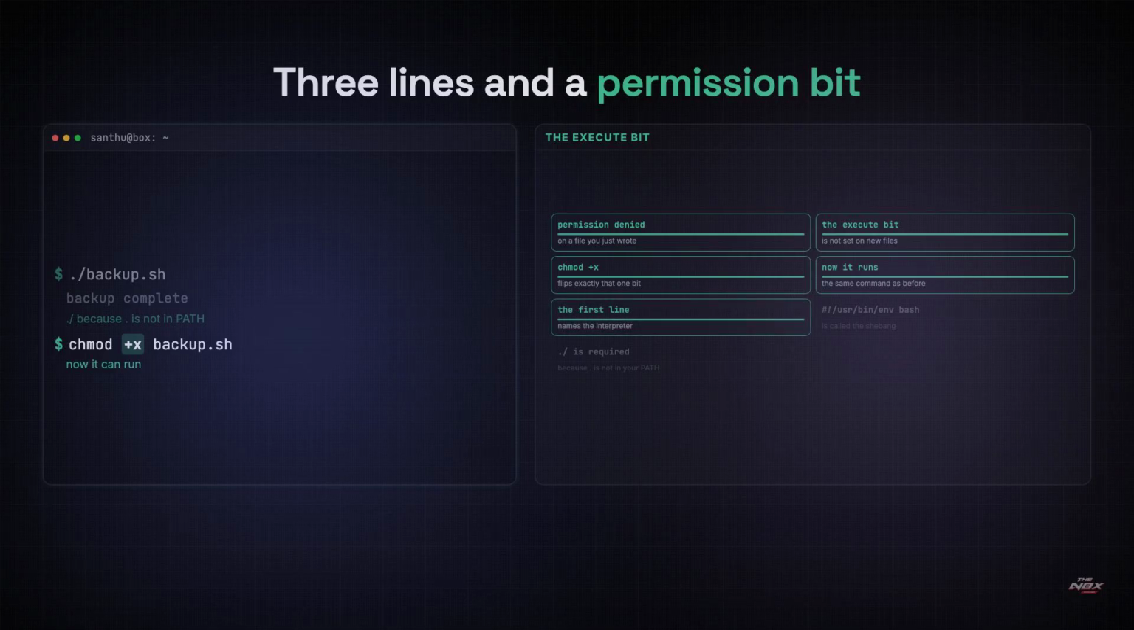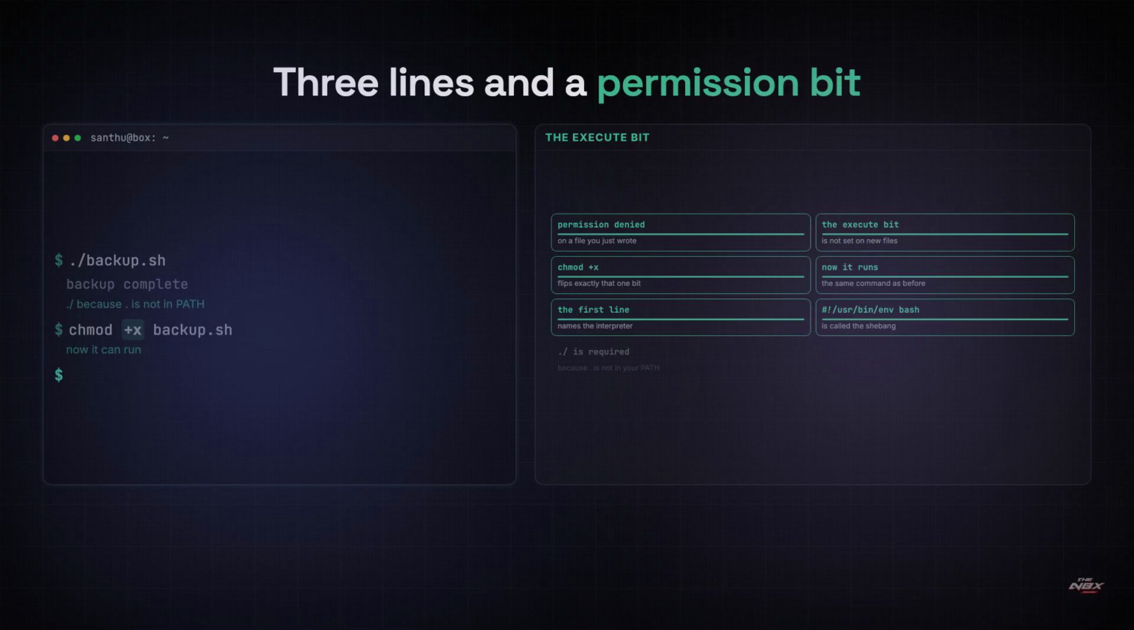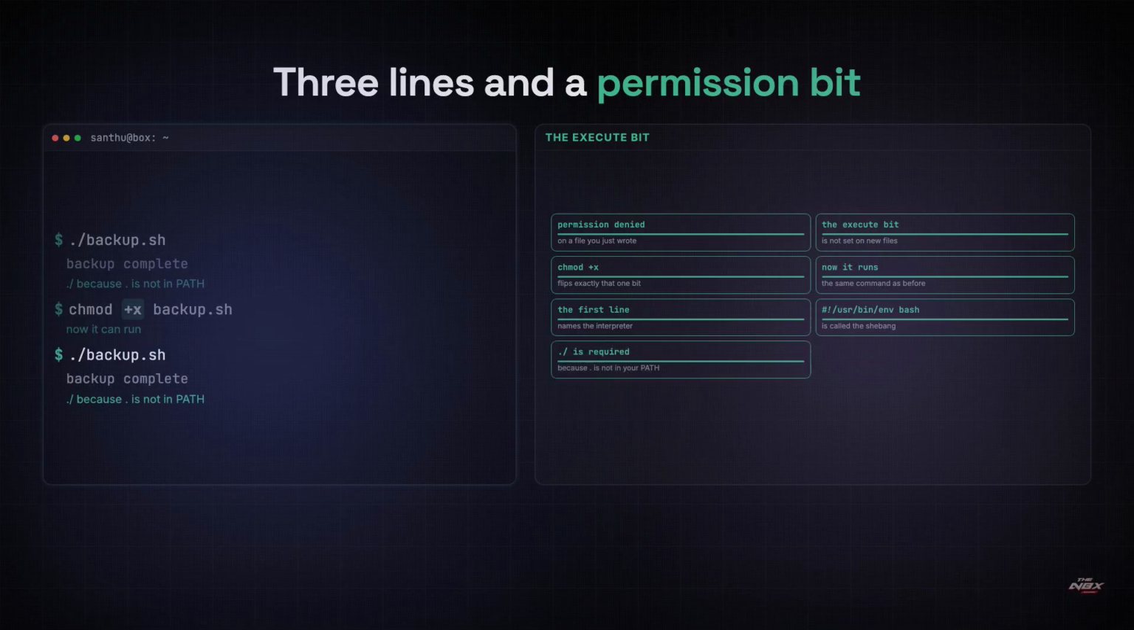2 more details. The first line of the script names the interpreter that should run it, and that line is called the shebang. And you have to write ./ in front of the name because the current folder is deliberately not in your search path. That's a security decision. If it were, dropping a file called ls into a shared directory would hijack everyone's commands. Shebang, chmod +x, then ./. 3 things, and your script runs anywhere.